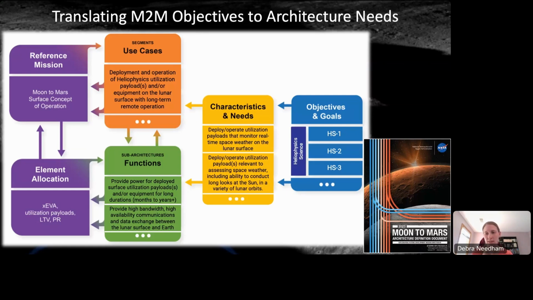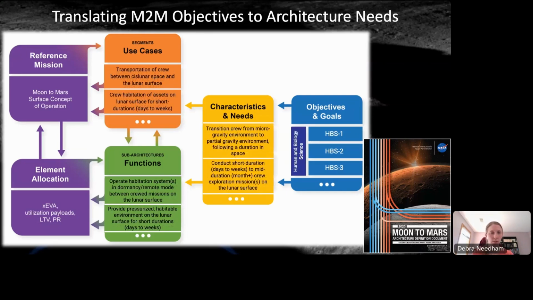The next chart, please, goes into the human and biology science. So this is a little different, right? We need to transition the crew from microgravity to partial gravity environments. We need to conduct short duration to mid-duration crew exploration missions on the lunar surface. And for this discussion that we're talking about today, this could include IVA, intravehicular activities, to investigate how the crew and biological systems are responding to exposure to deep space environments.